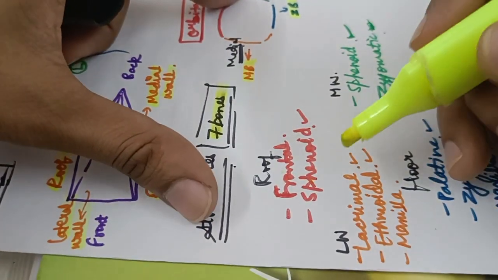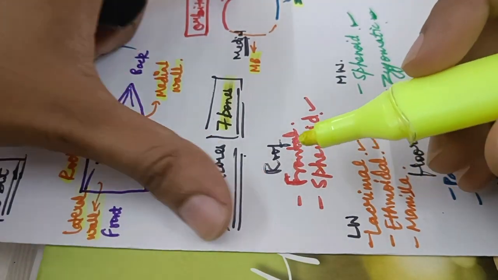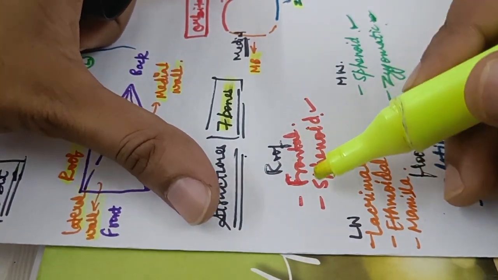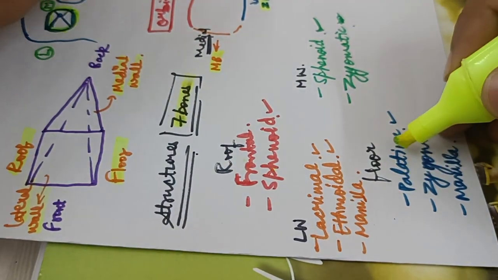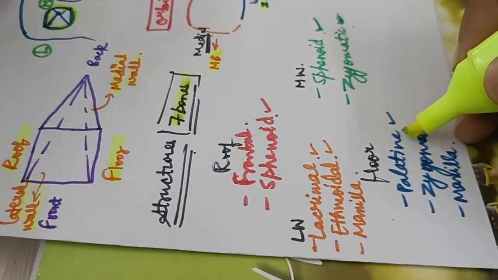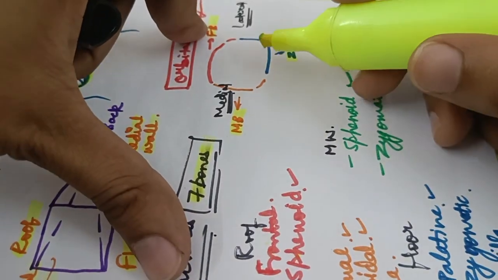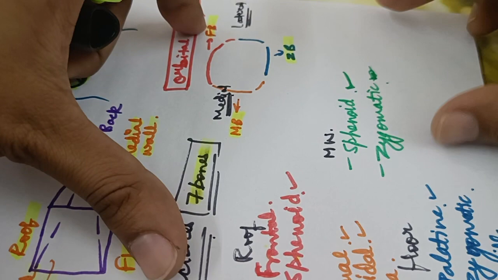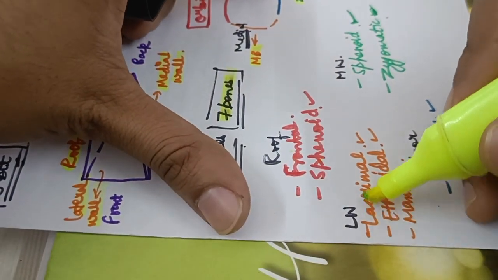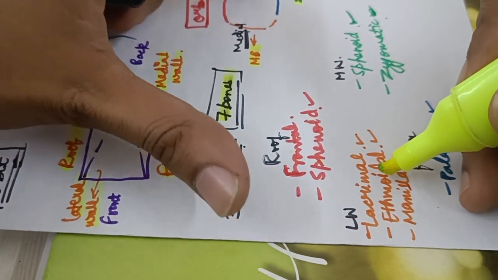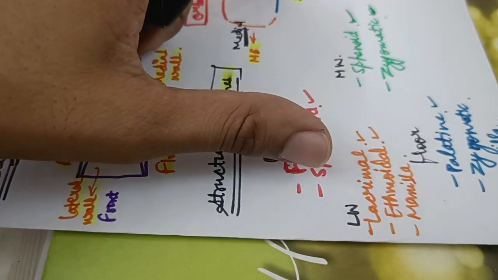So in the margin, as we have discussed, now this is the roof. The roof is formed by the frontal bone and the sphenoid bone, while the floor is formed by the palatine bone, a new bone, and the zygomatic bone and the maxilla bone, which we have already seen. Now we will jump laterally. In the wall you will see the lacrimal bone and the ethmoidal bone, which are the new bones, and the maxilla we have already seen.